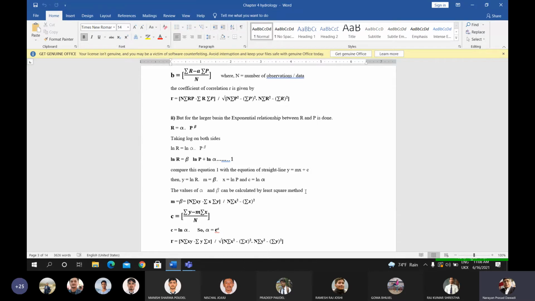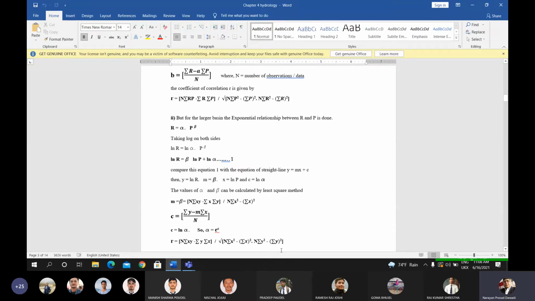So using the least square method, the value of beta, which is m, can be calculated as beta is equal to n summation xy minus summation x summation y, divided by n summation x square minus summation x whole square, as in the case of Horton's equation. We did it in this way. You can find the value of beta.